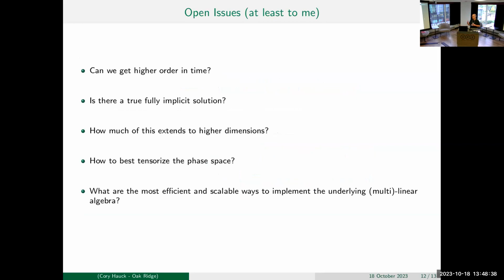And then the reason I'm here to listen to other talks is to see what the most efficient and scalable ways are to implement the underlying linear algebra tools that are used. That's it. Thank you.